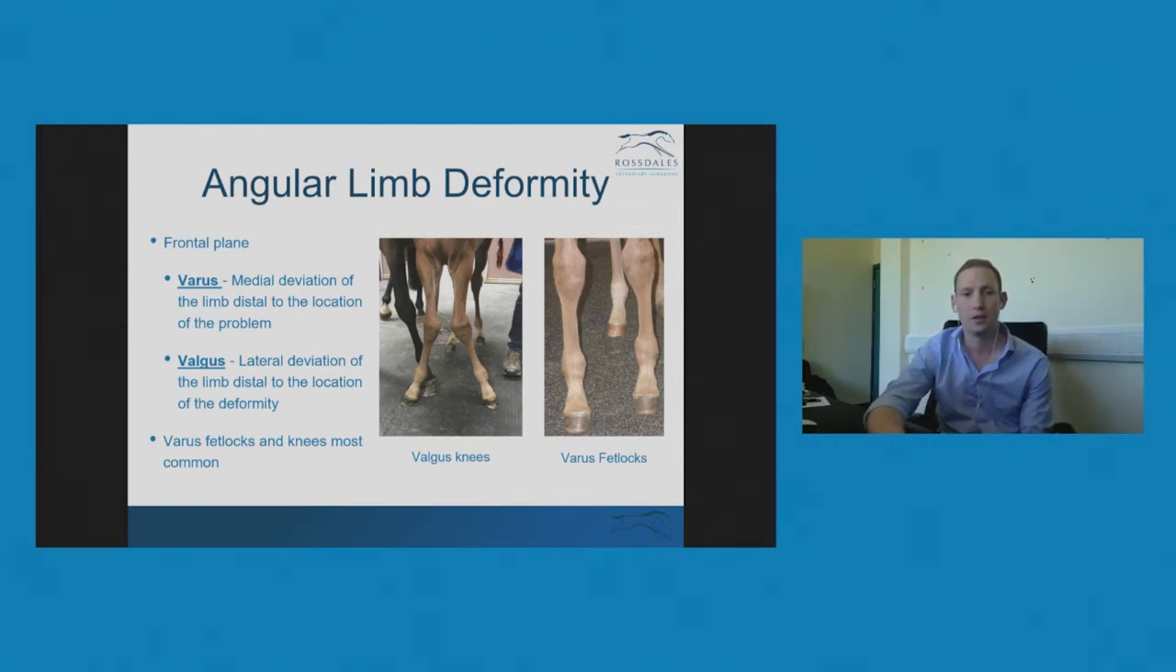And then a valgus deformity or deviation. Here in the picture on the left is a picture of some valgus knees, or carpus. A valgus deformity would be defined as a lateral deviation of the limb distal to the location of the deformity. Varus fetlocks and knees would be the most common issues that we'd be dealing with in foals and yearlings.